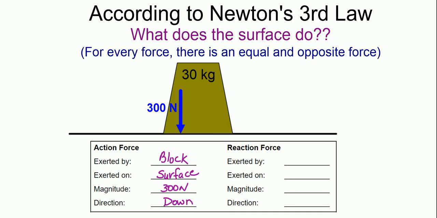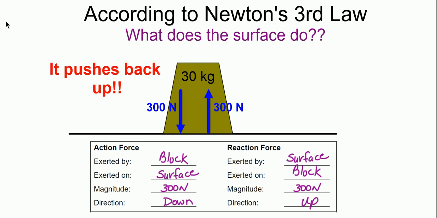Now, according to Newton's third law, what does the surface do? We call it the third law. For every force, there's an equal and opposite force. Here's the weight down. What does the surface do? It pushes back up, doesn't it? Of course, Newton's third law. Every force is a part of a force pair, so the surface pushes back with 300, doesn't it? We had the action before, now we have the reaction force. Now it's the surface pushing up on the block, equal, and opposite, now that's up.